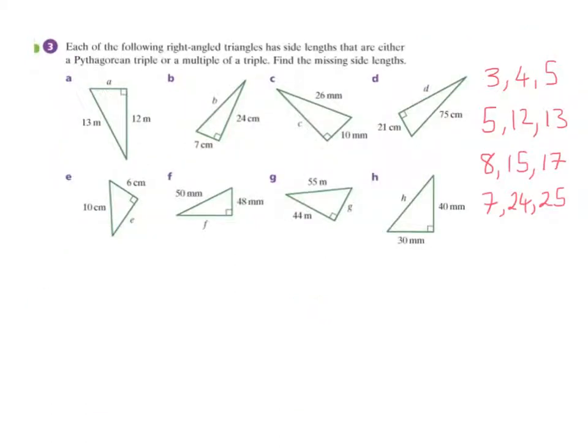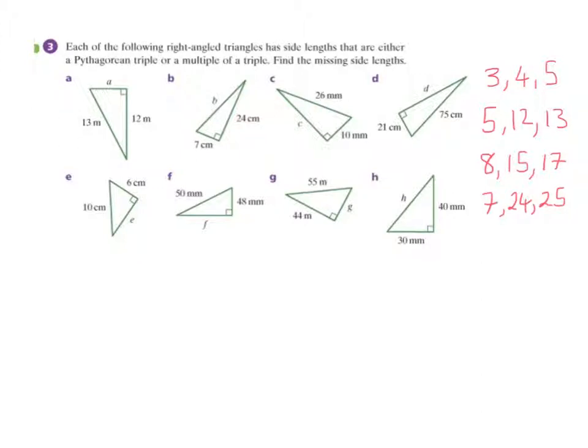Okay, so this one is recognising our Pythagorean triples, or a multiple of a triple. So I've written down here, these are our key Pythagorean triples: 3, 4, 5; 5, 12, 13; 8, 15, 17; 7, 24, 25.